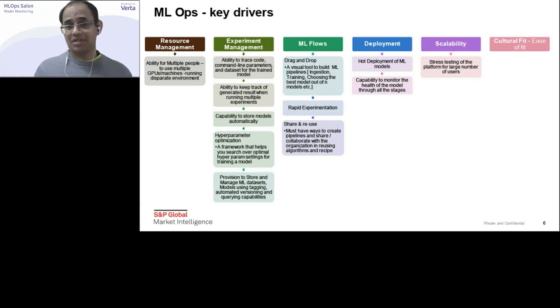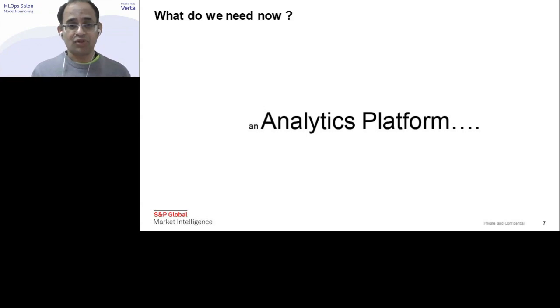For example, some organizations might stick with resource management and experiment management, and they'll invest in tools only to address those two key drivers. In our world, what we have seen is if you can check two out of these five boxes, you're in a much better shape to build a general purpose analytics platform.